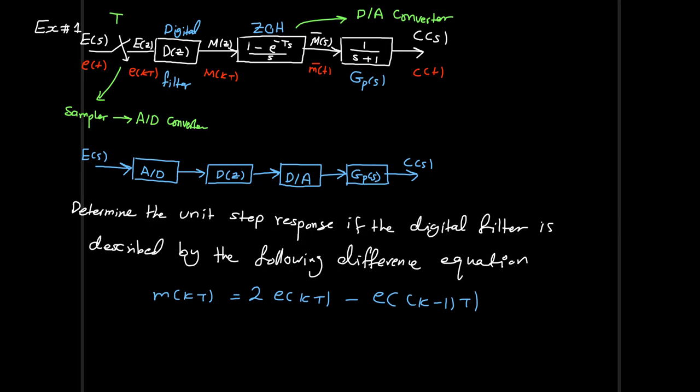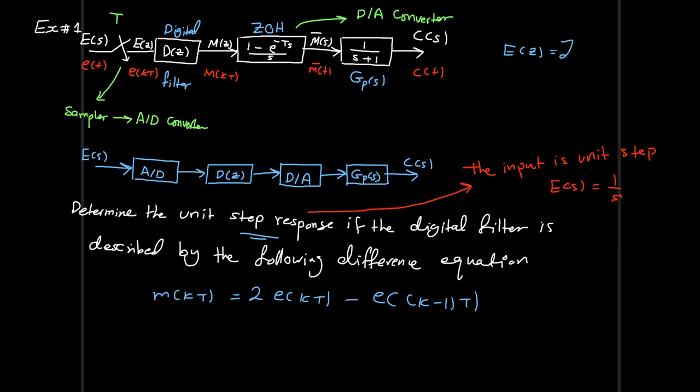Now the first thing, if we need to find the unit step response, this means that the input is a unit step, which in terms of Laplace, E of S is equal to 1 over S. Now, E of Z is the z transform of E of S, and we know that the unit step sequence is given as Z over Z minus 1.